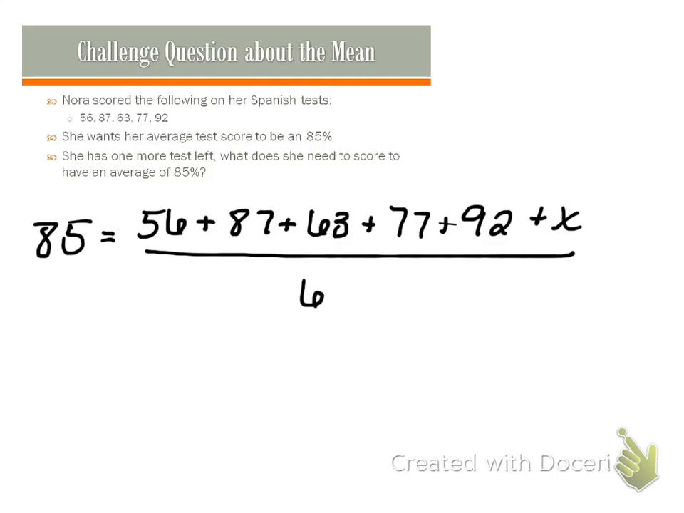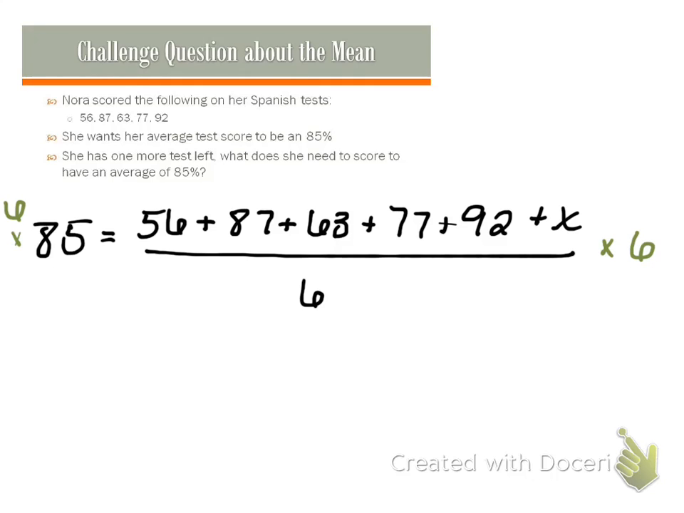Well, we already know that our average is an 85, so we already have the mean. What we need to find is one of our x values. So we have 85 equals all the test scores, so 56, 87, 63, 77, 92, and x, divided by the amount. So we only see 5 numbers up there, but we need to count x as a number. That's why there's 6 on the bottom.